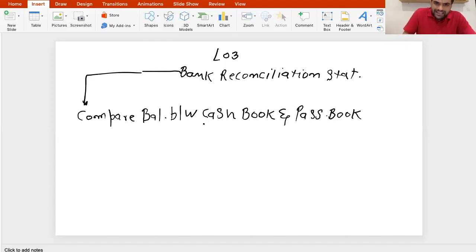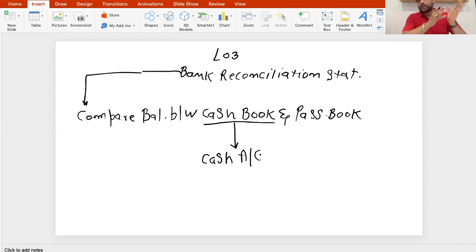So what is a cash book? Cash book means cash accounts. The accounts related to cash are prepared by the company, the bank's customer, because companies are bank customers: they keep money in the bank and they deposit money in the bank. Cash book means cash accounts, like the cash accounts we prepare in our ledgers. When a company prepares cash accounts, this is called a cash book. If I say cash book, that means I'm talking about the company's cash accounts. Now the passbook. Passbook means a bank statement, which is prepared by the bank.